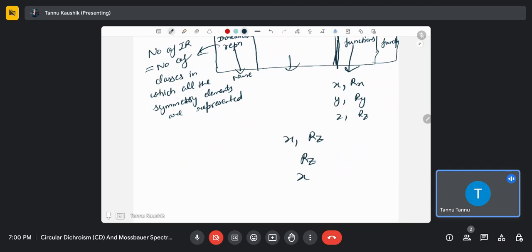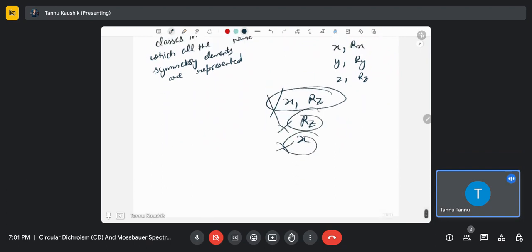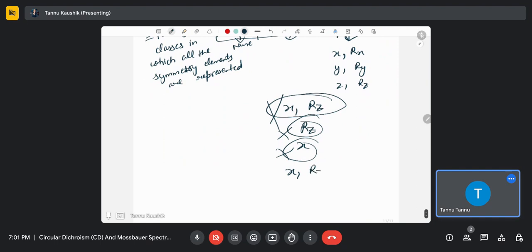So the only cases we have to look for are where each distance vector is associated with the rotational vector along the same axis, and only those molecules will be said to be circular dichroism active. That is the only molecules we can say where electric dipole moment and magnetic dipole moment both are active.